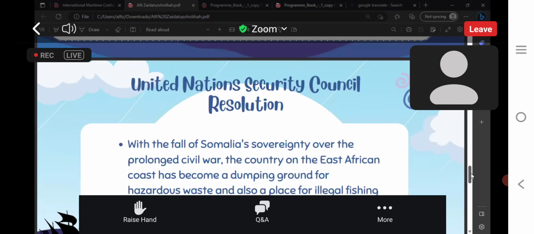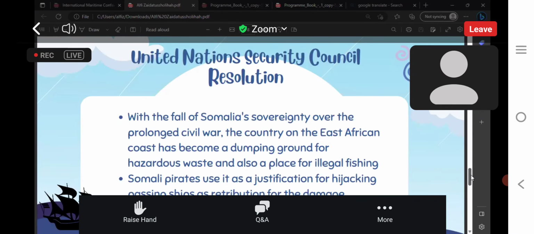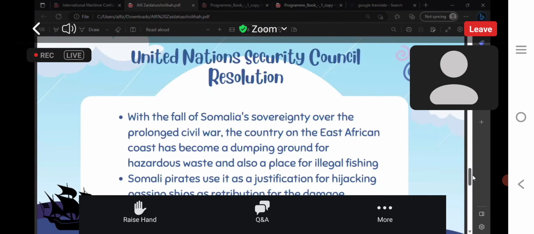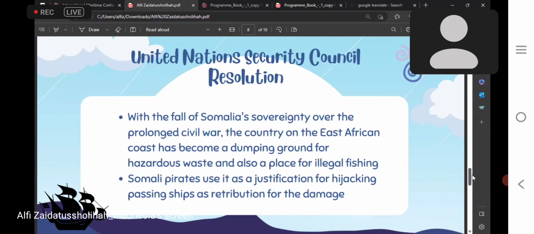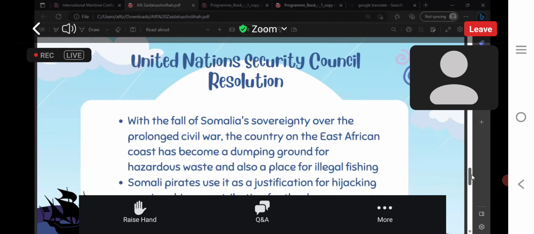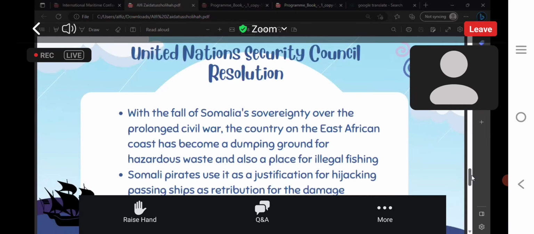United Nations Security Council resolution. With the fall of Somalia's sovereignty over the prolonged civil war, the country on the East African coast has become a dumping ground for hazardous waste and also a place for illegal fishing. Thus, Somali pirates use it as justification for hijacking passing ships as retribution for the damage that has been caused by these foreign ships. A series of resolutions recommended by the UN Security Council have been issued for the security of international shipping in the waters.